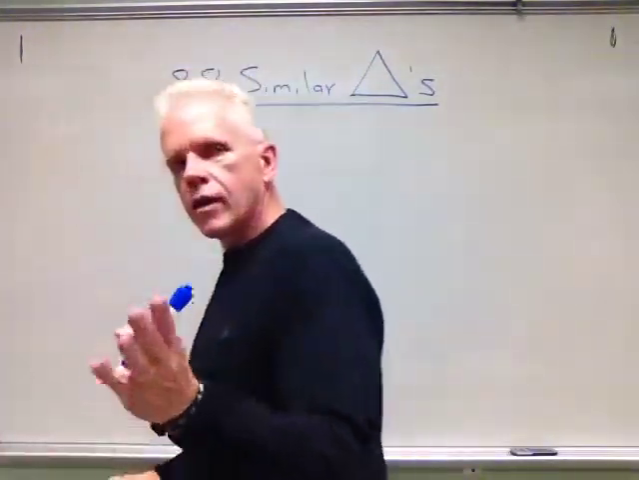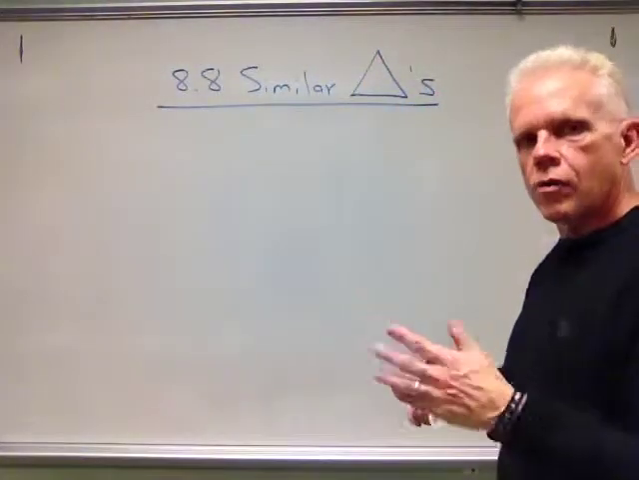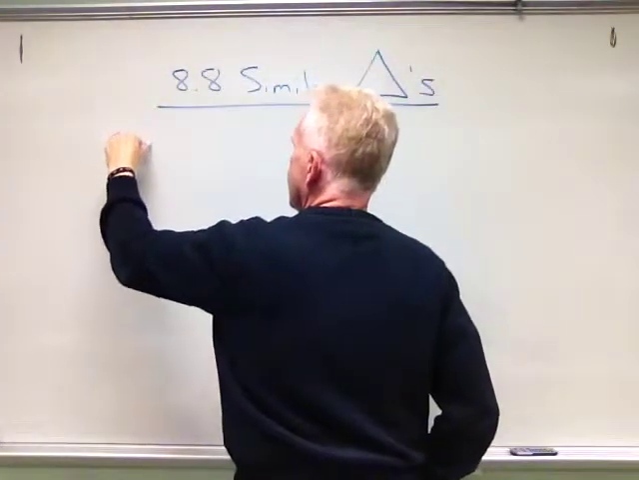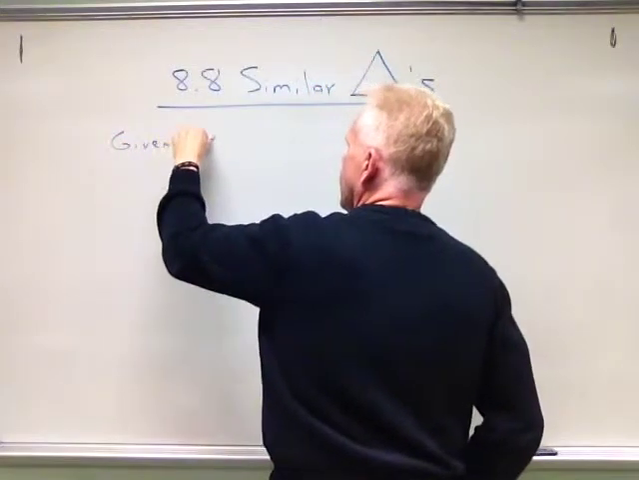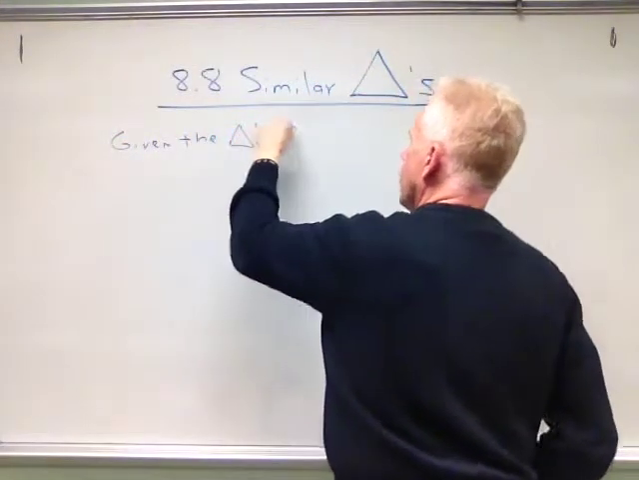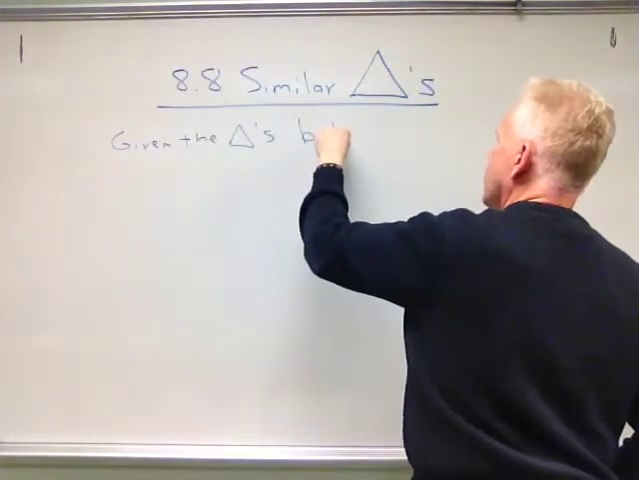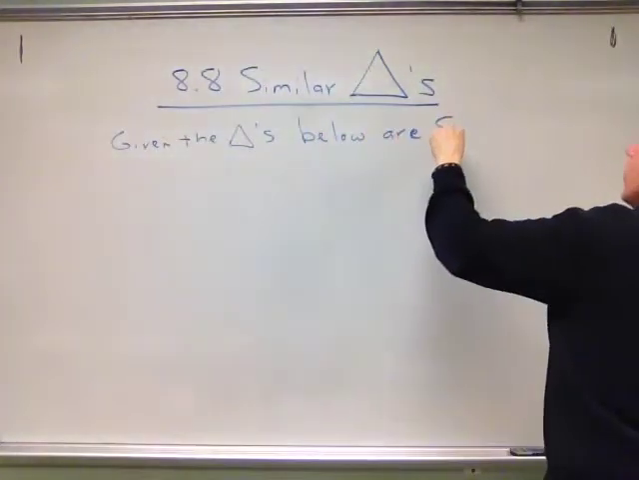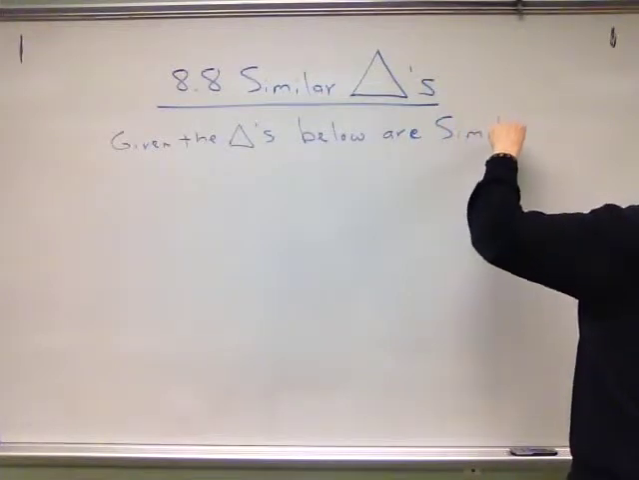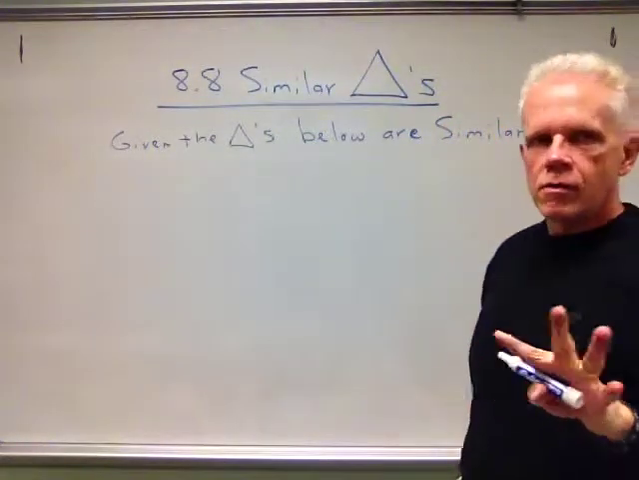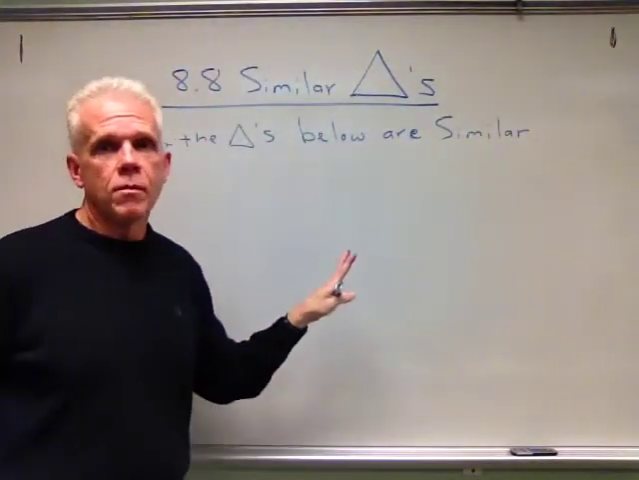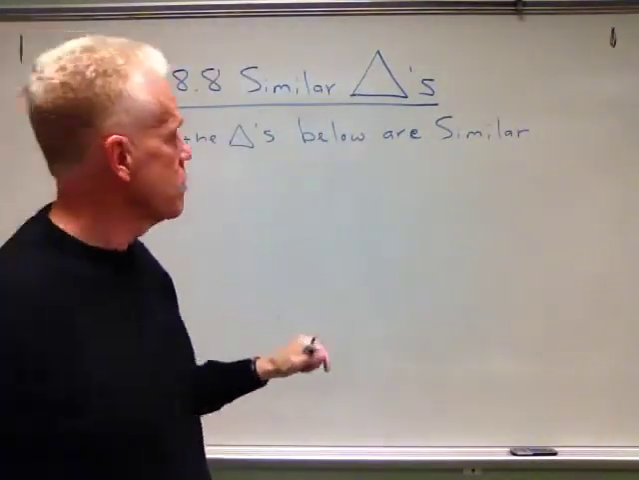Okay, so let's take a look at an example on how to work with similar triangles. Okay, so we'll say given the triangles below are similar. I'm going to go ahead and tell you up front, they may not look beautiful when I draw them, okay? But I'm telling you, they're similar. I mean for them to be the same shape. That's what I'm going after here.